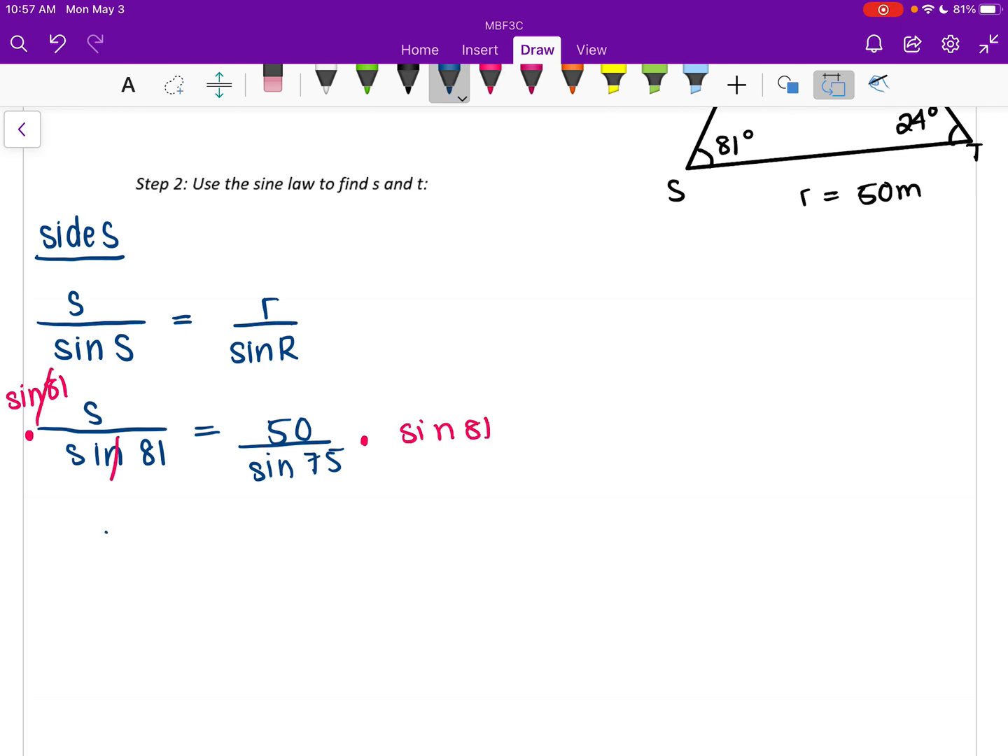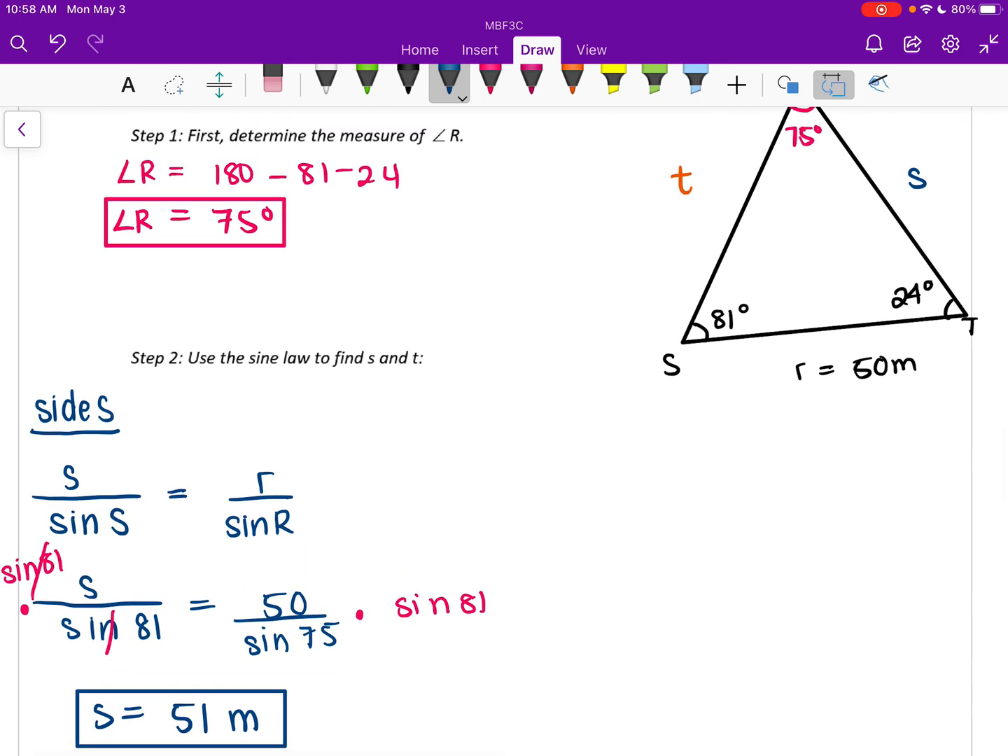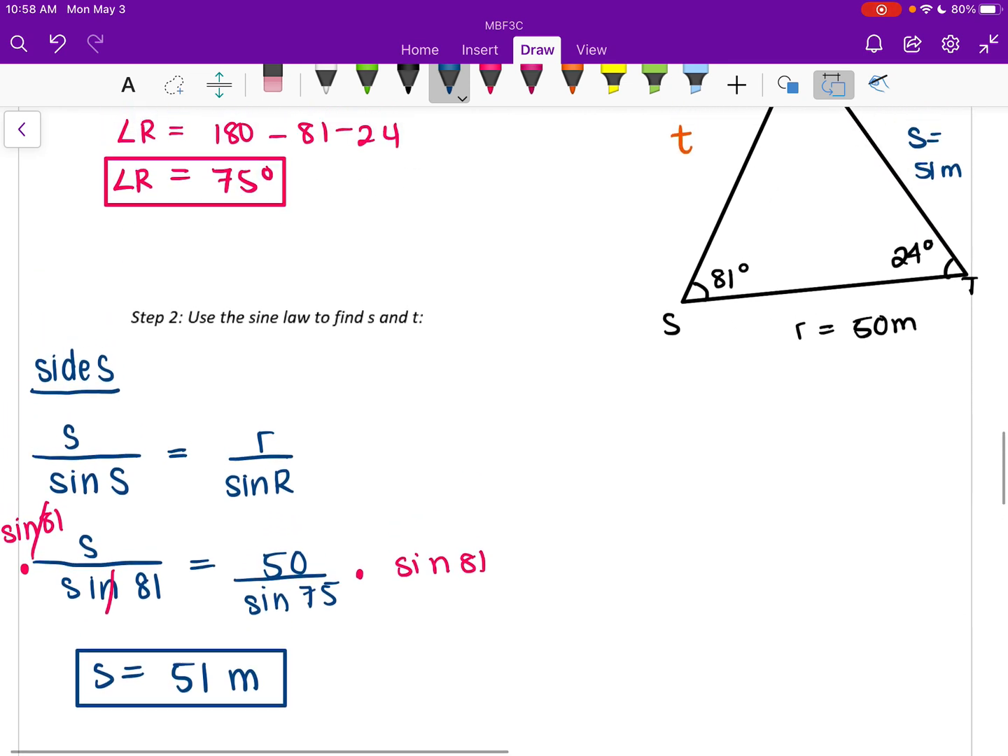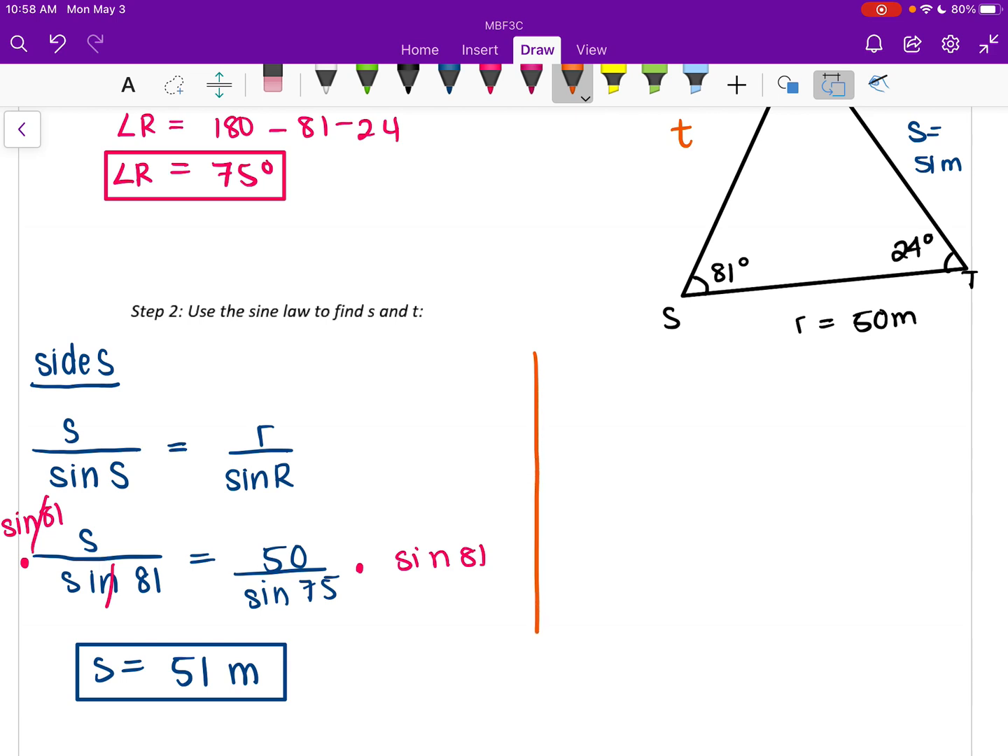So I'm left with S is equal to, so 50 divided by sine 75 was like 51.76380902, right? And I just like to do the multiplication next step right away and multiply it by sine 81. So I was left with 51.12. It says to the nearest meter, so I'm going to leave it as 51 meters. And then I don't have to do anything else. So it's 51 meters.